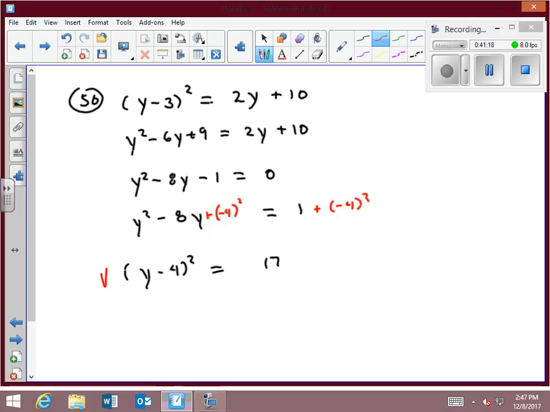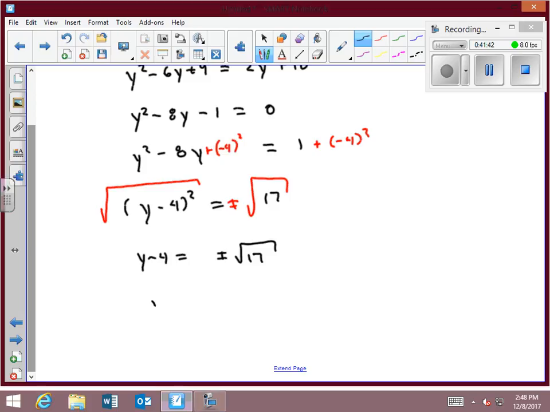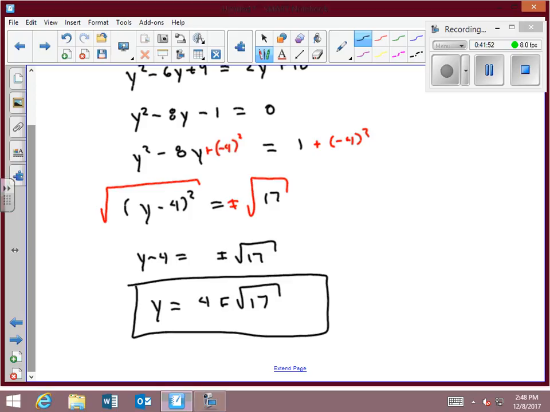And now we go principal square root left, plus or minus the square root on the right. And the left is y minus 4 equals, now the square root of 17, there's nothing that comes out, right? So it's still just the square root of 17. Now we take our 4 over, 4 plus or minus square root of 17. And there's your answer. You can only get it by using completing the square or the quadratic equation.